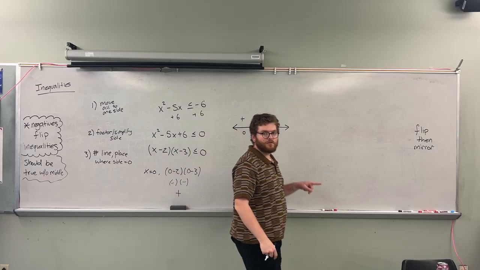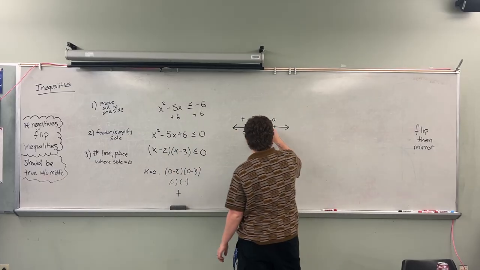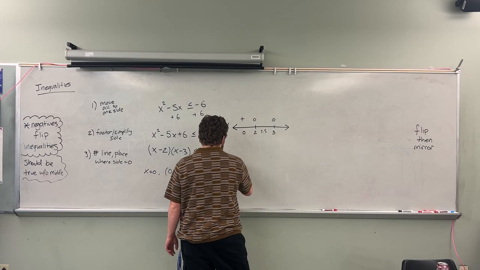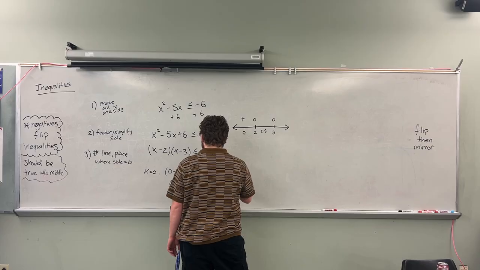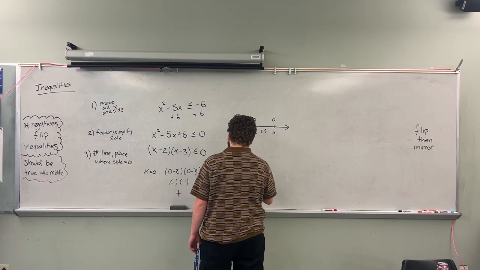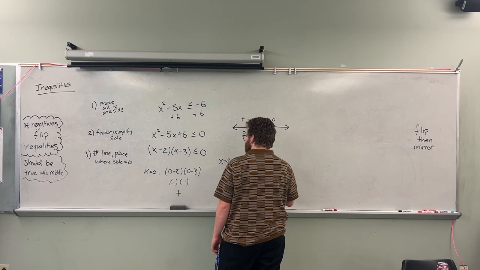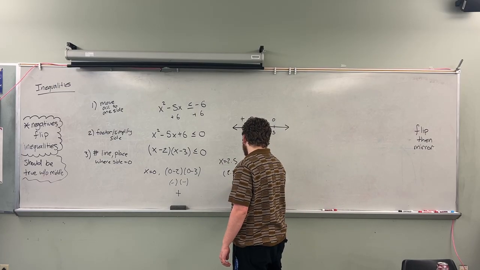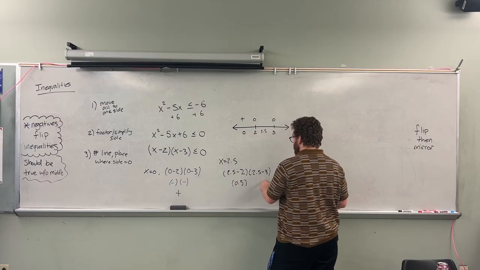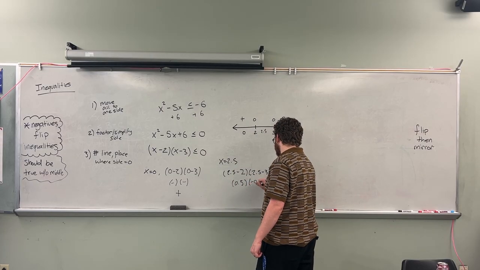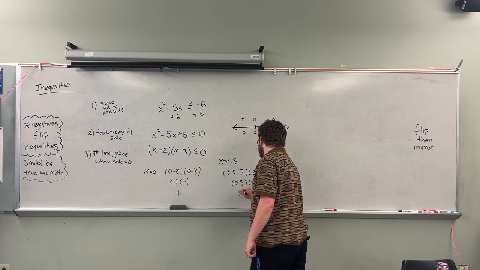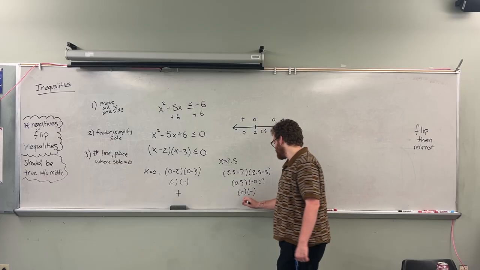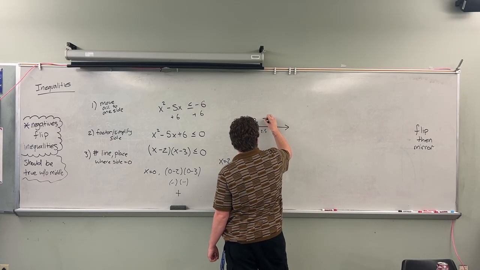Something between 2 and 3, I'll pick maybe 2.5 or 3 halves. Plugging in x equals 2.5, I get 2.5 minus 2 times 2.5 minus 3. 2.5 minus 2 is 0.5. 2.5 minus 3 is negative 0.5. That's a positive times a negative. What's a positive times a negative? Negative. So there's a minus there.